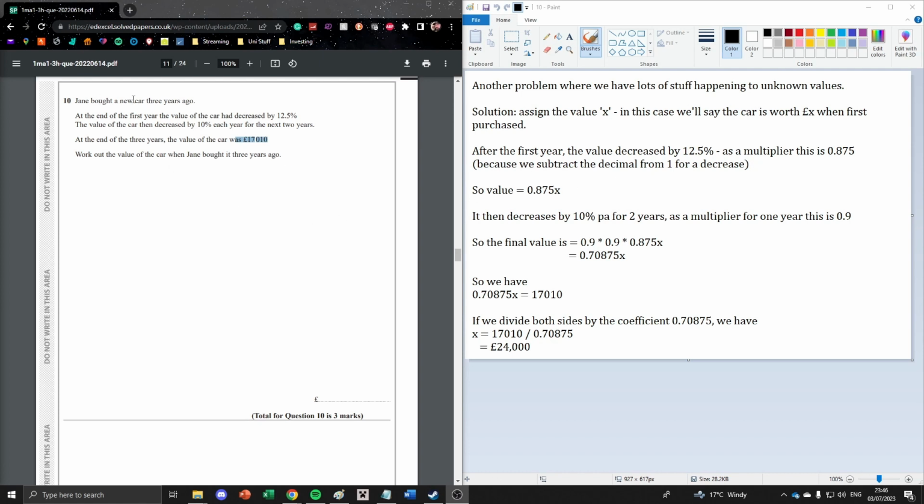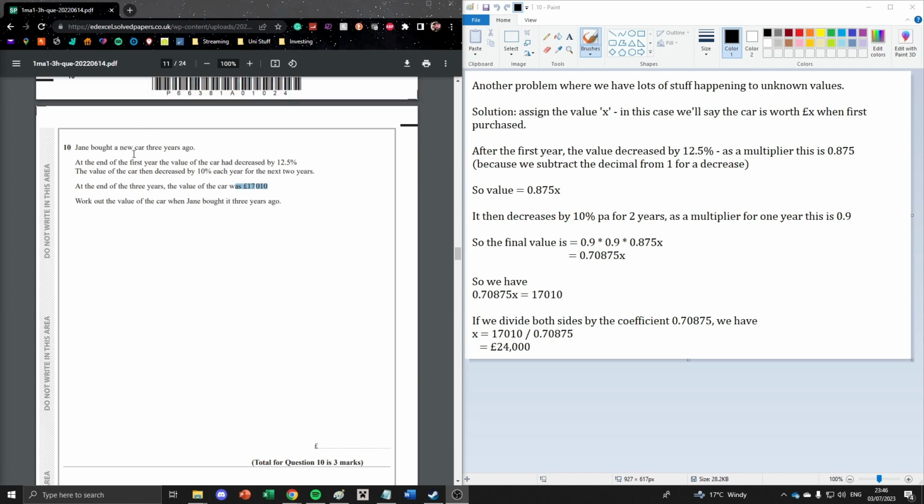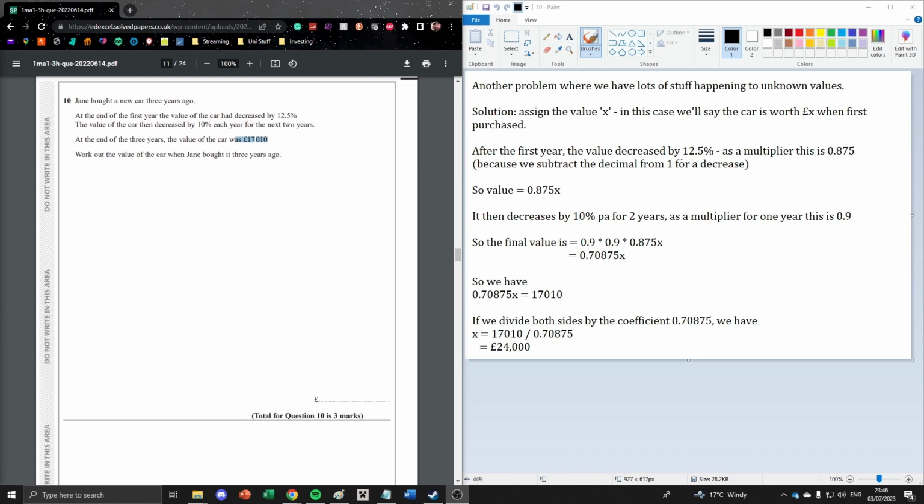So as normal, if we have some sort of unknown value we want to calculate, we're going to assign it as X. So we're going to say the car was worth X pounds when first purchased. So after the first year, the value decreased by 12.5%. And now as a multiplier, this would be 0.875. Remember the key word of here is decrease. And so we take away 12.5% from 100%, which will get 87.5%. And of course, as a multiplier, this is 0.875. So the value after the first year is 0.875x.